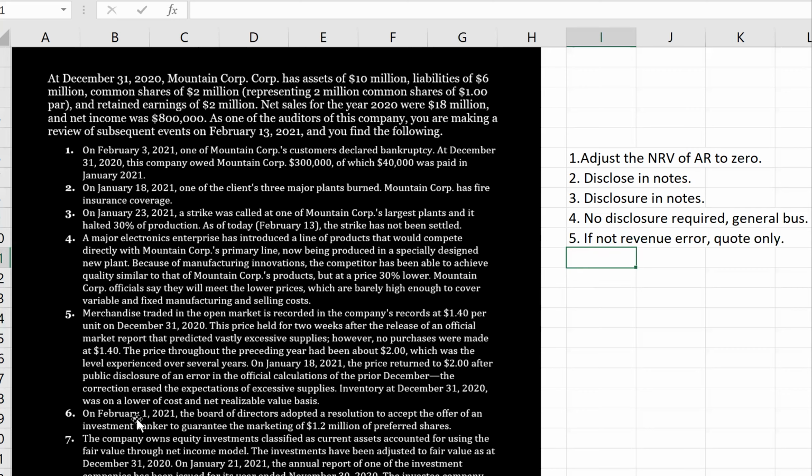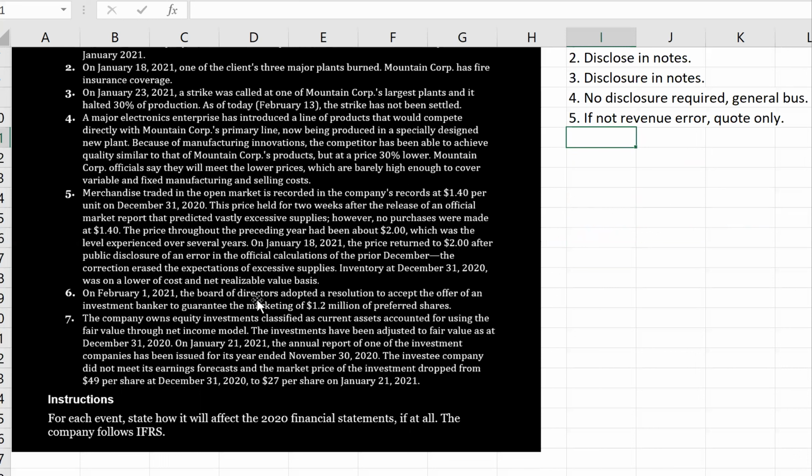Number 6, on February 1st, 2021, the board of directors adopted a resolution to accept the offer of an investment banker to guarantee the marketing of 1.2 million of preferred shares. This number 6 will be in a note. This did not exist at the statement of financial position date, so disclose in notes.